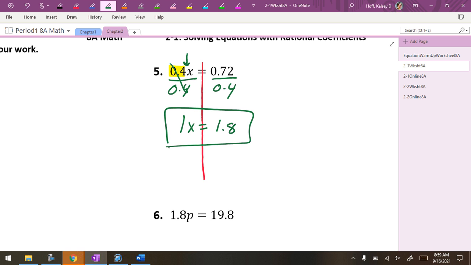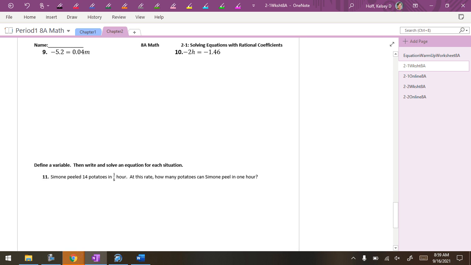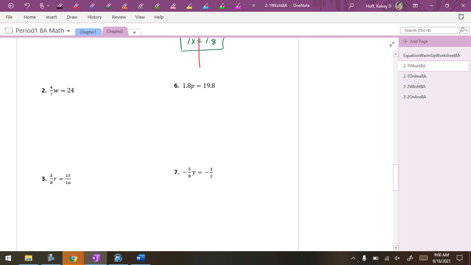So easy. Okay? You have to do problems 1 through 10. Cross off 11 and 12. Sure, you're not going to know how to do them, but that's fine. Yep, 11 and 12 cross off. We still have 10 minutes to work.